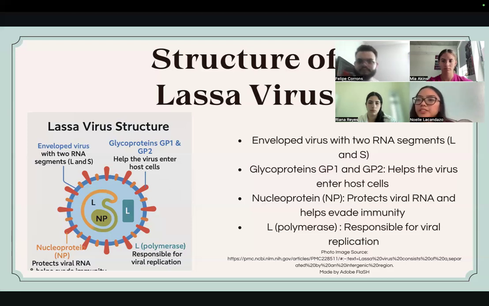The L protein is necessary for viral replication, whereas the nucleoprotein shields the viral RNA and aids in immune evasion. You can see that below in the image where it shows the nucleoprotein NP, which protects the RNA, and the L polymerase, which is responsible for the viral replication.